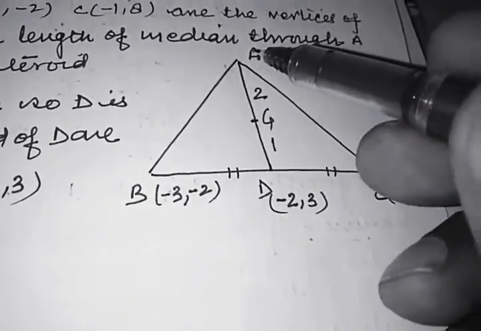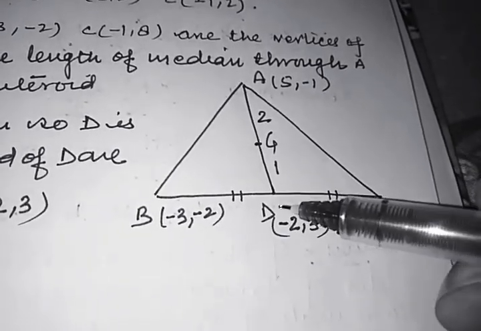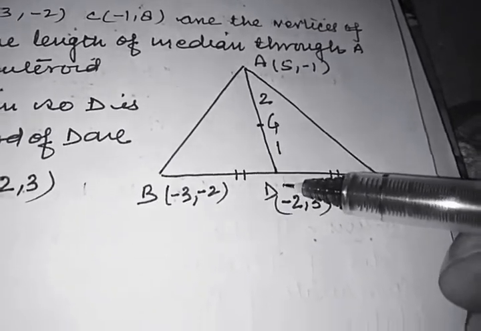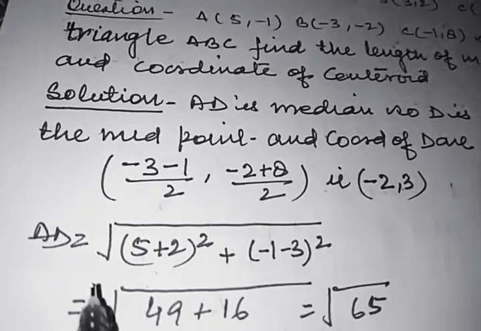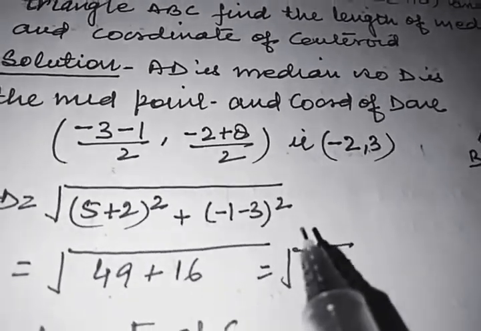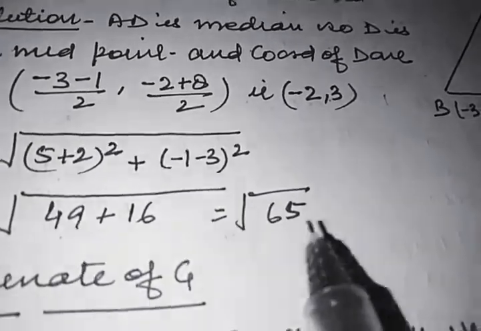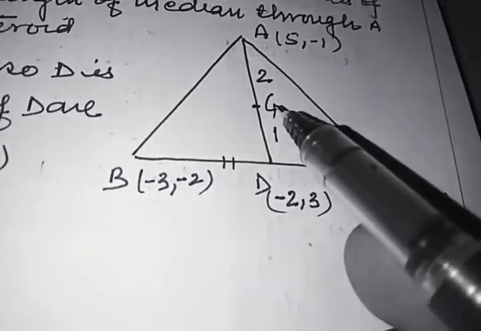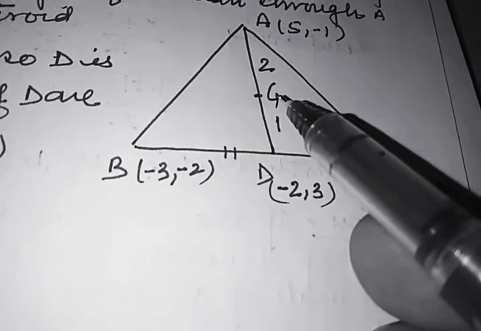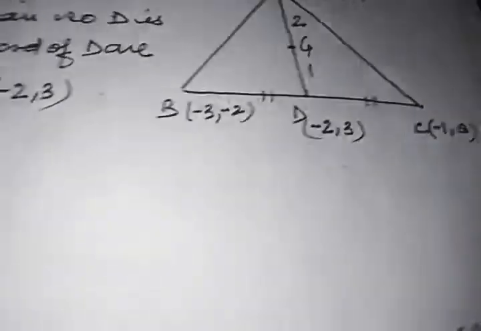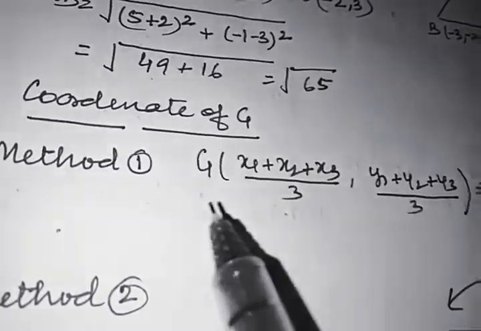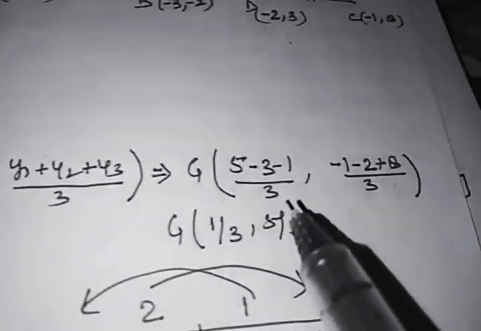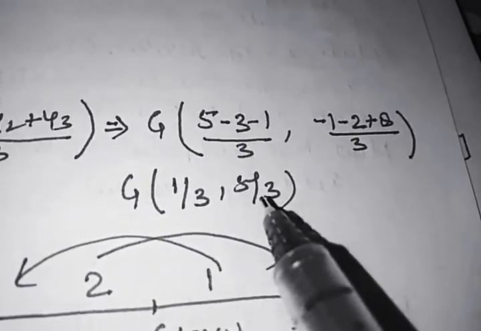Now he's saying find the length of AD. The length of AD we can find by the distance formula. So AD is equal to, I applied this formula here, so this is equal to root 65. Now the coordinates of G, I told you, are (x1 plus x2 plus x3) by 3, (y1 plus y2 plus y3) by 3. So I have taken it like this. So they are 1 by 3, 5 by 3.